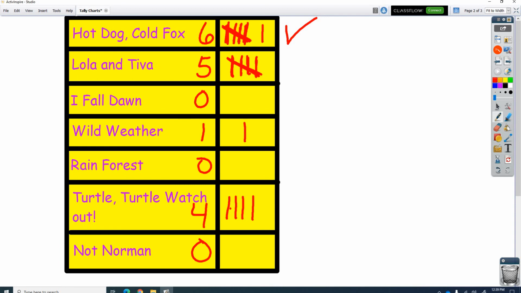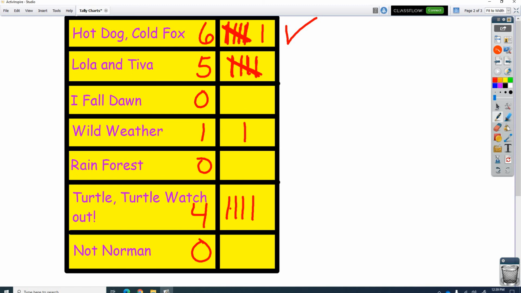Do tally charts look or sound that confusing? No, it's just a way for you to show data, to show how much of something there is. That's all it is. And tally charts are just a way to do that. So when we look at our stories in a little while, I told you I would pick the 2 that had the most votes. Which 2 stories are we going to be working with this week?